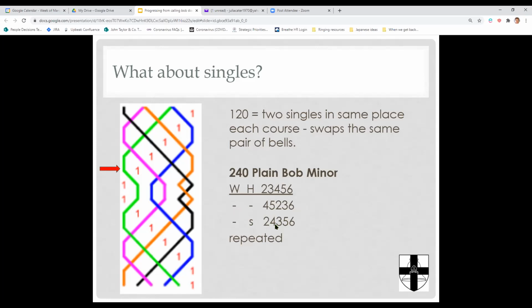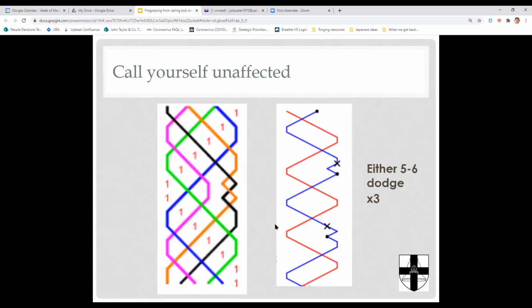So if we think right back up to, I'm going to go back up to it. This one, when we call ourselves unaffected.